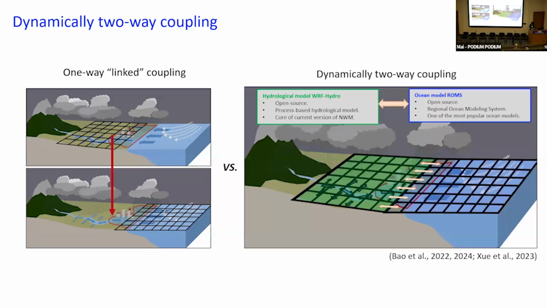In the dynamic two-way coupling, what we are doing is building one domain that covers the entire coastal land and ocean. We simultaneously run the hydrological model and the ocean model, and let these two models exchange data every second along the land-ocean boundary to achieve seamless simulation along this land-ocean continuum.